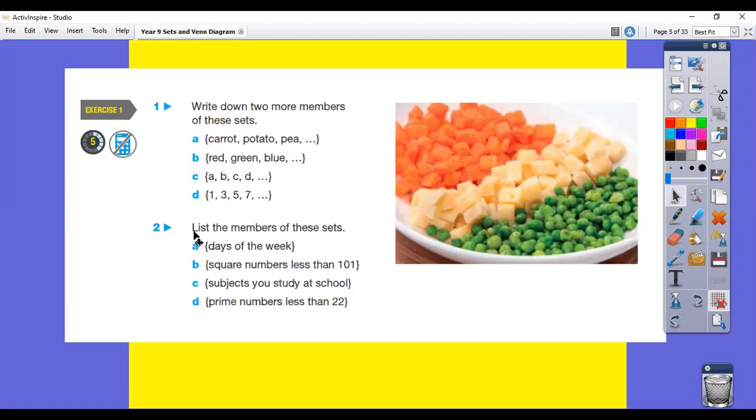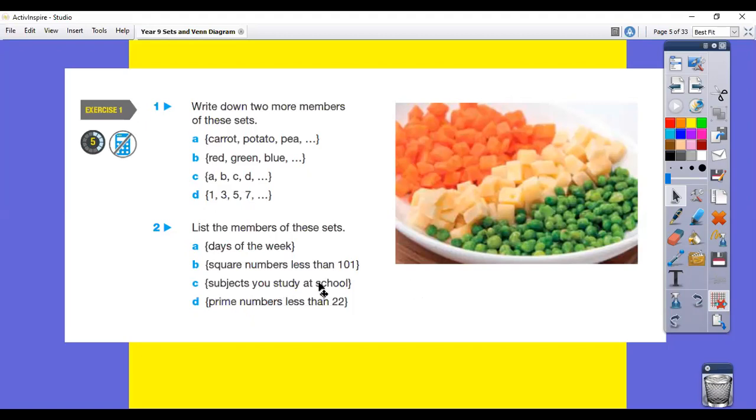And then here it says question 2, list the members of these sets. Here you've got the days of the week. So what would be in that set? Obviously you need to write down Sunday, Monday, Tuesday, Wednesday, and so forth. Square numbers less than 101. Again, if you look at the examples in the PowerPoint, that showed you the first 5 square numbers. So remember, square numbers are the numbers multiplied by themselves.